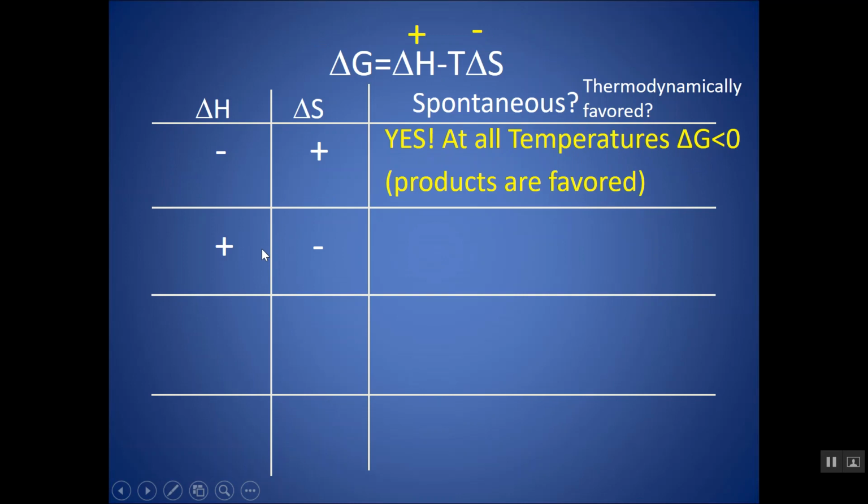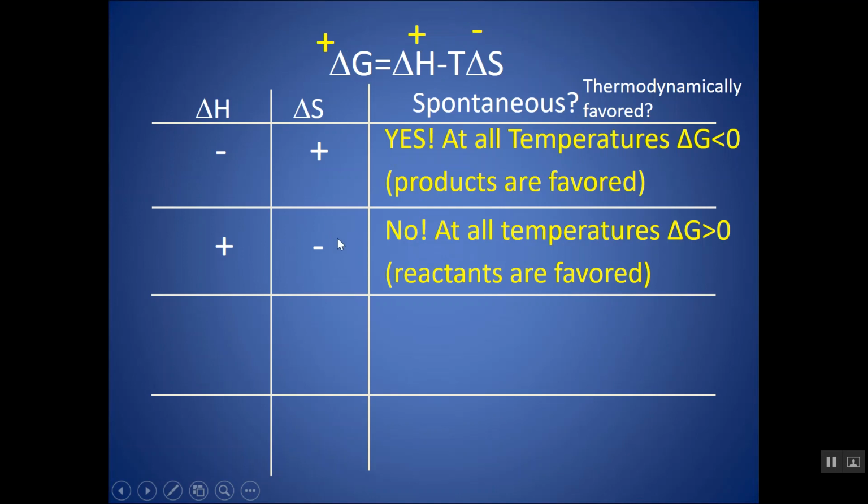Let's look at the opposite. If delta H is positive and I subtract from it a delta S that's negative, I start with a positive number and I'm always subtracting a negative number. The two negatives would cancel out and I get something positive. I'm always going to get a positive number. So delta G is always going to be positive if I have an endothermic reaction and entropy is decreasing. So this is never ever favored no matter what the temperature is.